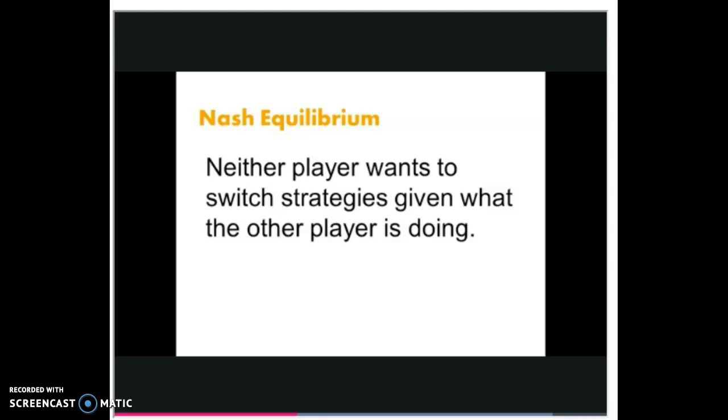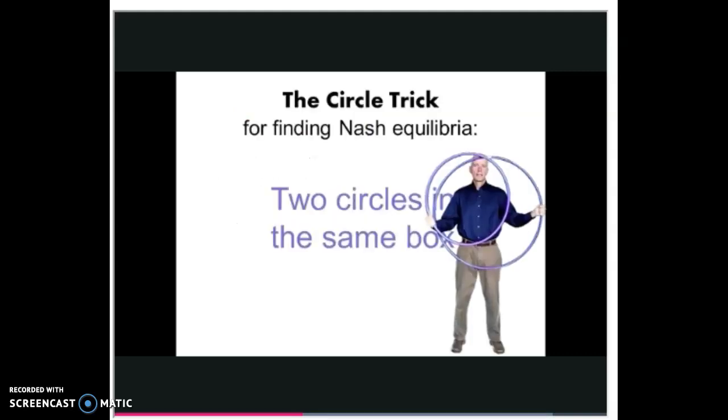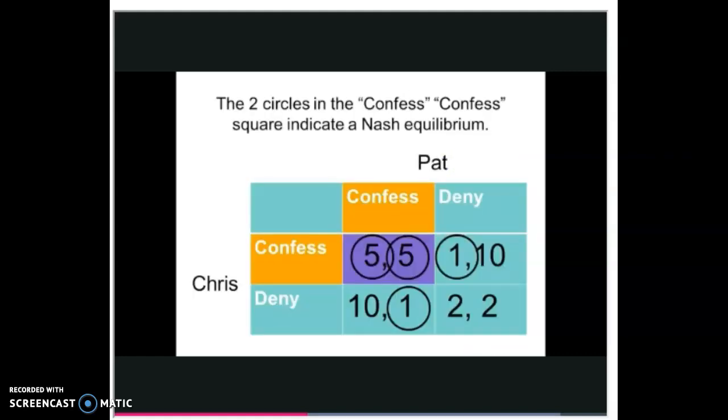Now let's look into Nash equilibria. A set of strategies is a Nash equilibrium if neither player wants to switch strategies given what the other player is doing. The circle trick for finding a Nash equilibrium is to find 2 circles in the same square. In our prisoner's dilemma example, there are 2 circles in the box that represents each side confessing, so this is a Nash equilibrium.